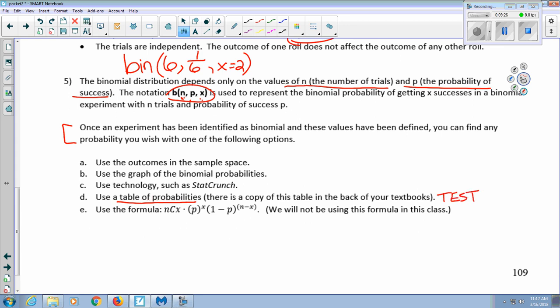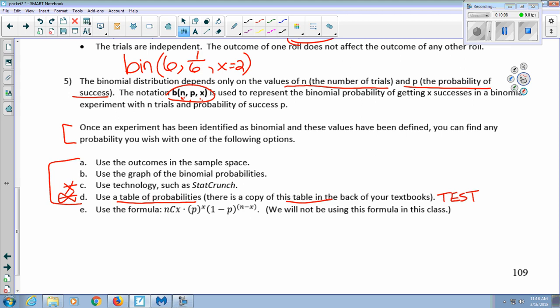You'll be given this table on the test and you have to use it to find probabilities, so this is extremely important. Using StatCrunch is important, also these other 2 options. So the first 4 ways, you should be able to read a graph, use the sample space, use StatCrunch, or use the table for this class. The final way, E, gives the formula for doing this, but I'm not even going to go over it. This is not required for our class.